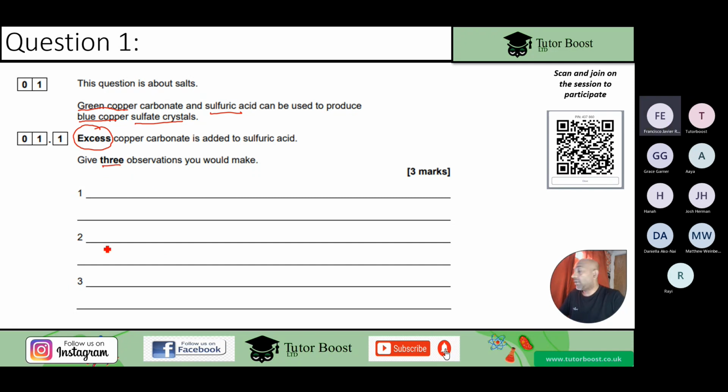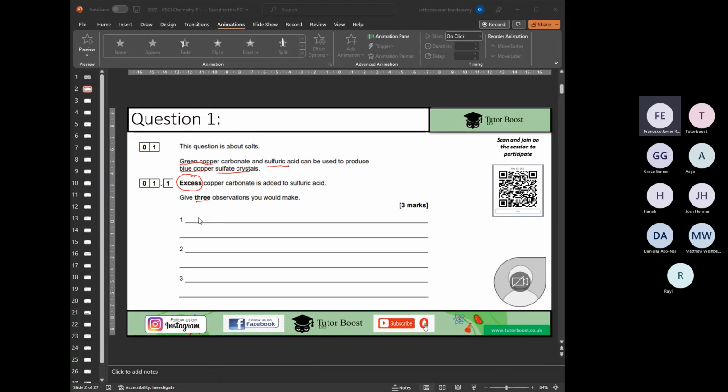I'll give you about 1.5 minutes. Can you type in your answers on the whiteboard? Let's see if you can work out some of the observations that you would make. That's okay, Rai. So make sure you answer the question. Excess copper carbonate is added to the sulfuric acid. So give 3 observations you would make while you're doing it.